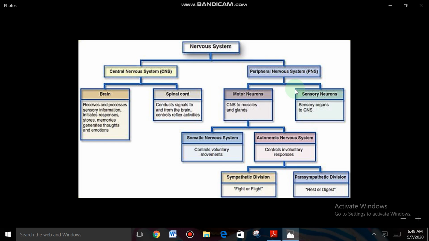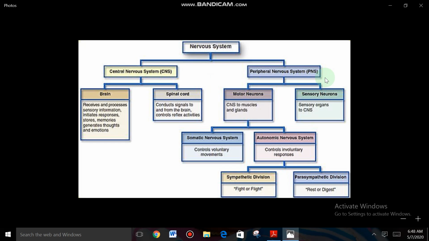The peripheral nervous system works under the control of the CNS only, right? The brain receives and processes sensory information and initiates responses, stores memories, and generates thoughts and emotions. Different types of brain functions we'll discuss in the brain topic, right? And the spinal cord conducts signals to and from the brain, and controls reflex activities, right? Controlling of reflex activities is also done by the spinal cord.